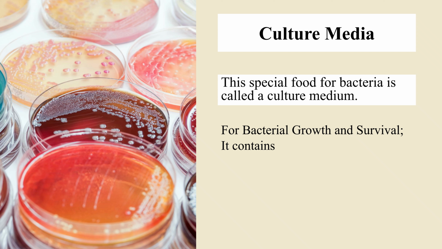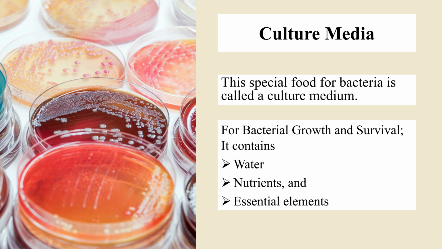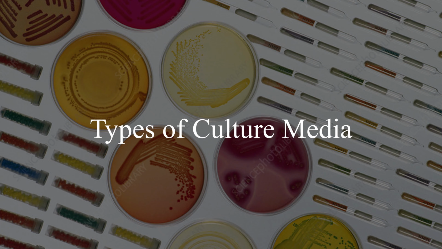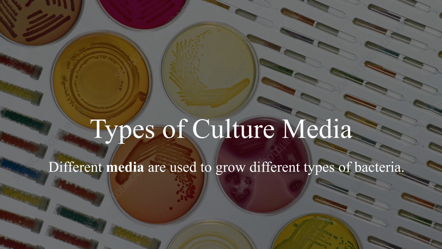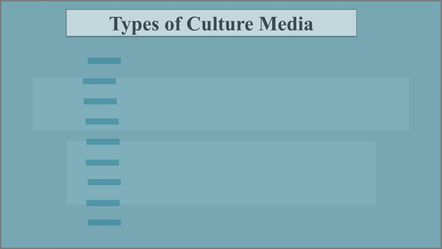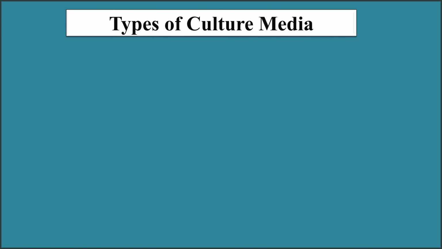This food contains water, nutrients, and essential elements. Later on, we will see which nutrients are used in different media and what essential elements are required. There are different types of culture media because different media are used to grow different types of bacteria. Let's see the different types of culture media.